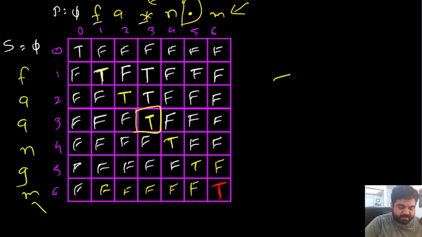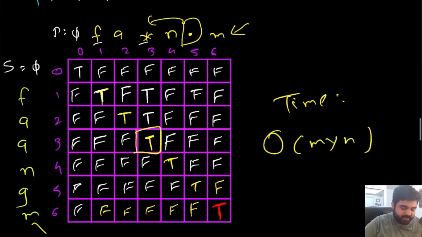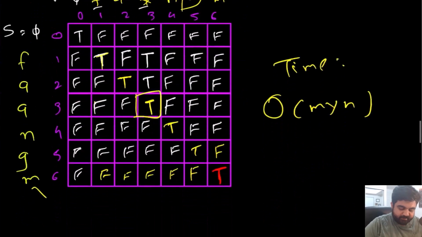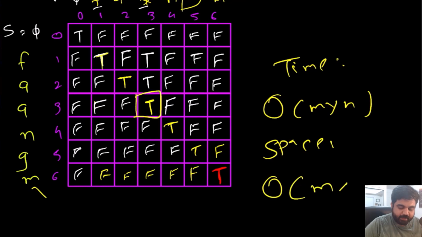Now if we see time complexity, in this case the time complexity is going to be big O of M cross N, where M is the length of the string and N is the length of the pattern. And if we see space complexity, because we are creating a 2D matrix, the space complexity is also going to be big O of M cross N.